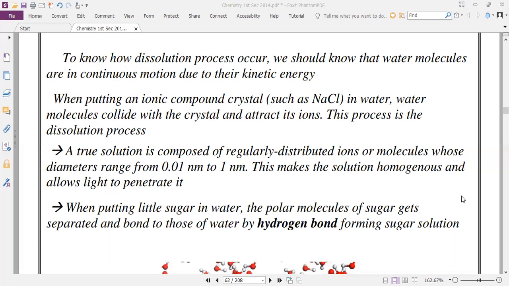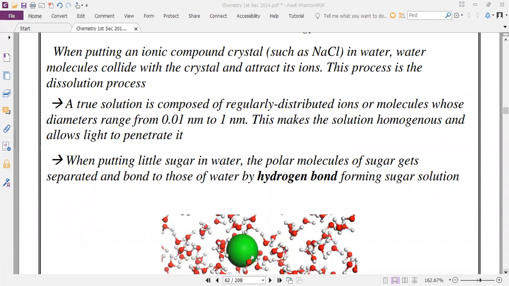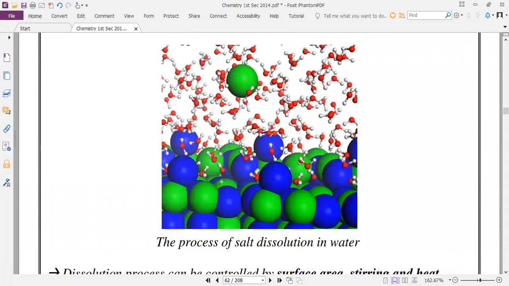So, when putting little sugar in water, the polar molecules of sugar get separated and bond to those of water by a hydrogen bond, forming sugar solution. This is the process of salt dissolution in water. These are the water particles around the sodium chloride solution. The process of salt dissolution in water.